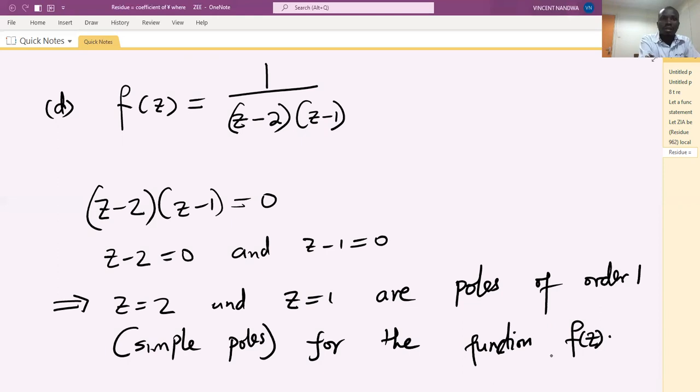So that's generally how we find poles of functions. We simply take the denominator of the function and equate to 0, then solve that equation. And then the power of each linear term determines the order of the pole in that particular problem.